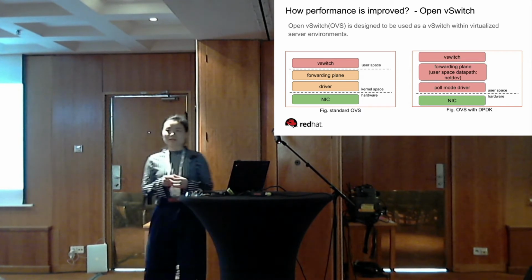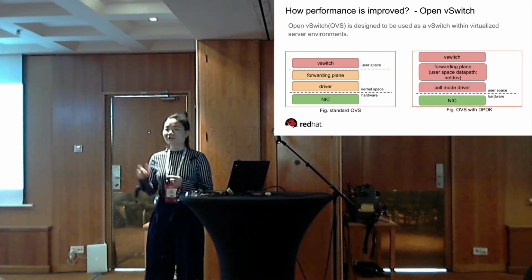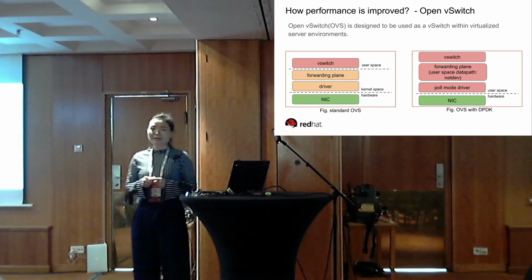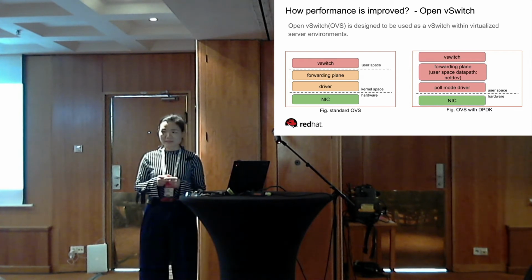In standard OVS, the data path is in the kernel space. Now they support DPDK and vhost-user. They have added a user space data path, the netdev. It means that when a packet is received, it will be handled in the user space.